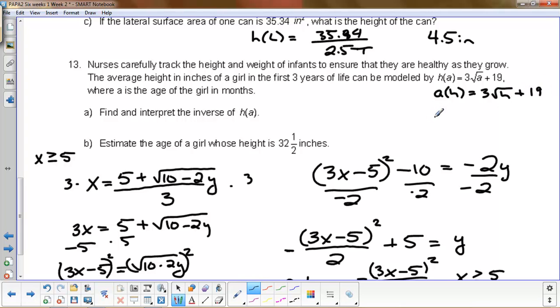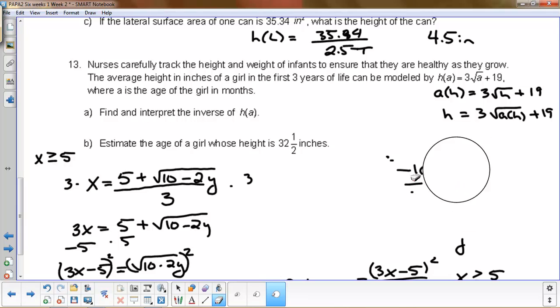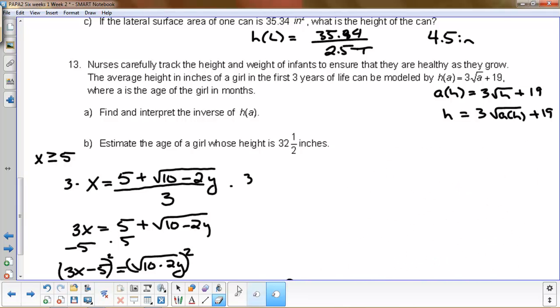Switch the independent and dependent variables. Now switch x and y. So it's going to be h equals 3 times the square root of a of h plus 19. Okay, erase this to give myself some room here, and we will solve this guy to the end. Subtract 19 to both sides. h minus 19 equals 3 times the square root of a of h.